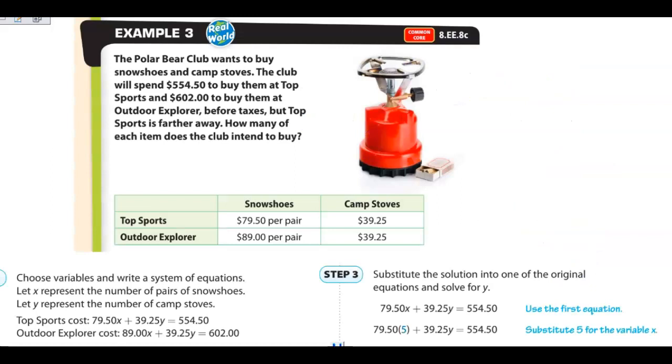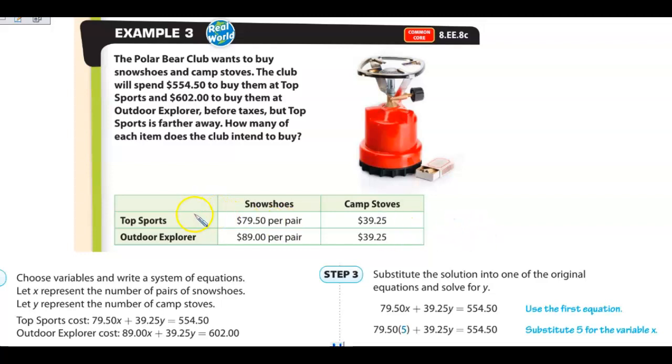Here is an example of a real-world situation where they use systems of equations to determine the cost of different items and how many they intend to buy. So we have the Polar Bear Club wants to buy snowshoes and camp stoves. The club will spend $554.50 to buy them at Top Sports and $602 to buy them at Outdoor Explorer before taxes. But Top Sports is further away. How many of each item does the club intend to buy?